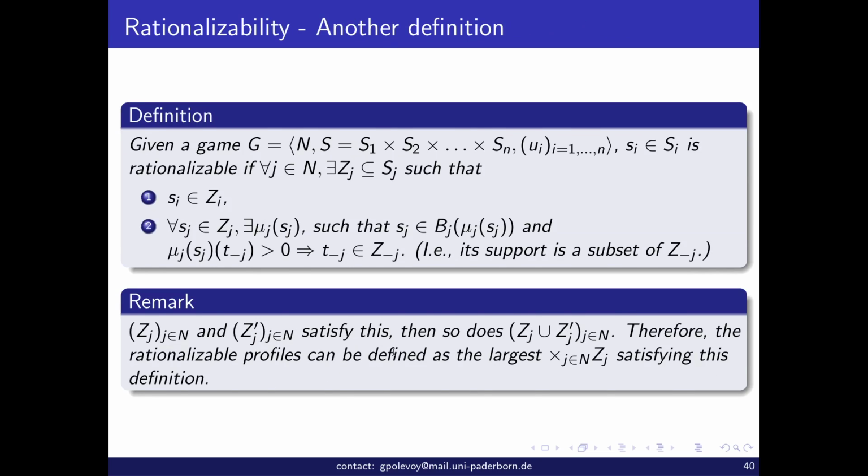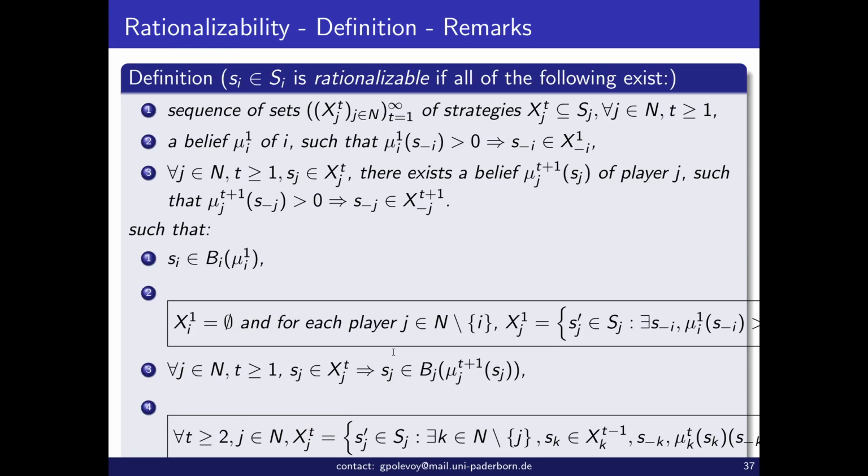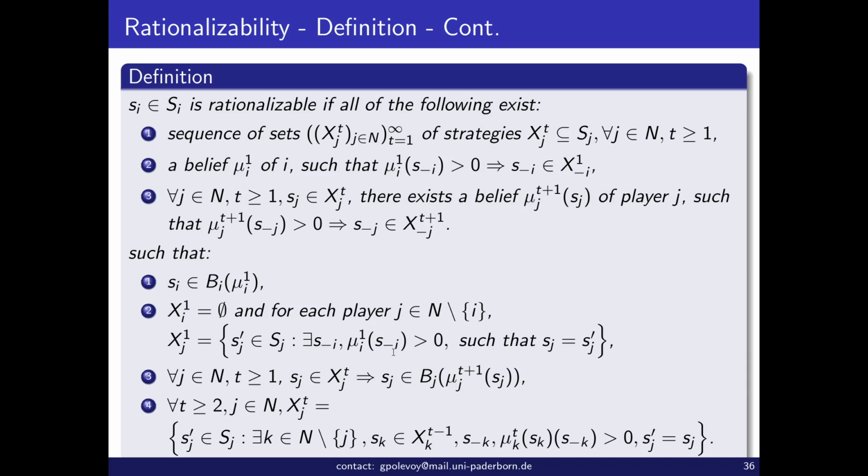Let's now quickly go back to the definition so that we remind what happened. So the first definition has this hierarchy of X's and mu's, and then we can say exactly what is X1j and Xtj. So that's how we define those X's. And then Si is the best response from i's point of view to mu1i, and Sj is the best response from j's point of view to mu at the level of t plus 1 of j.